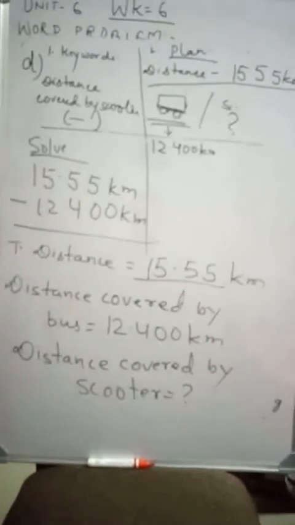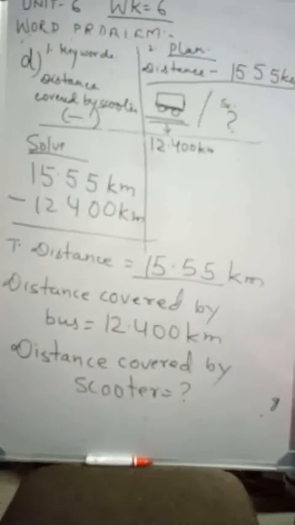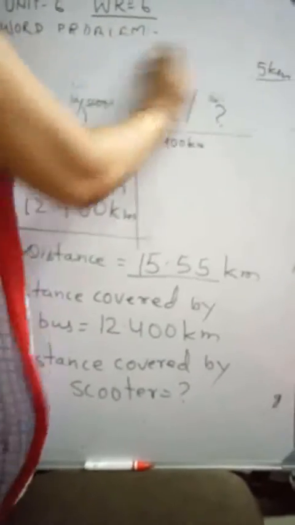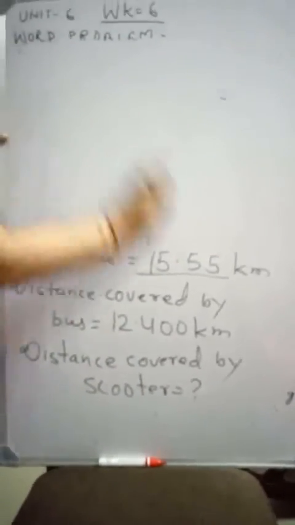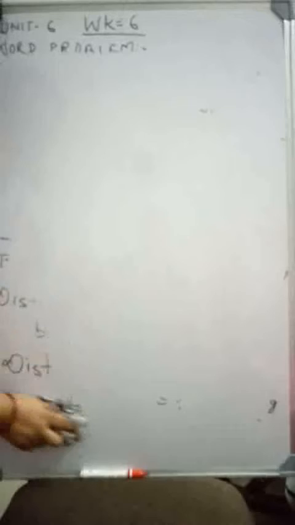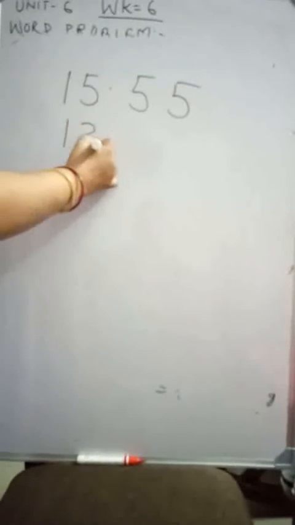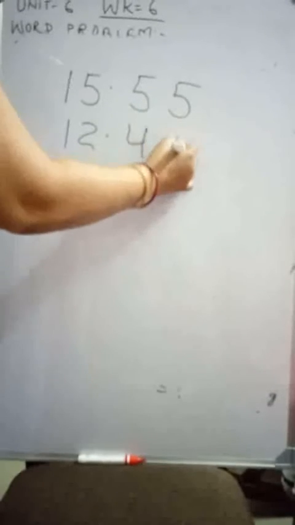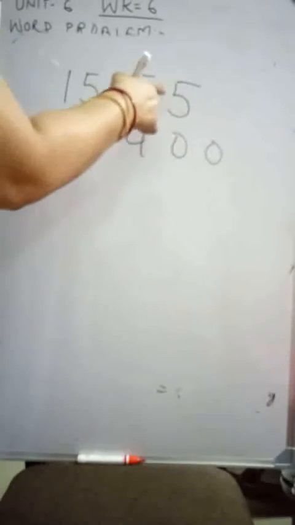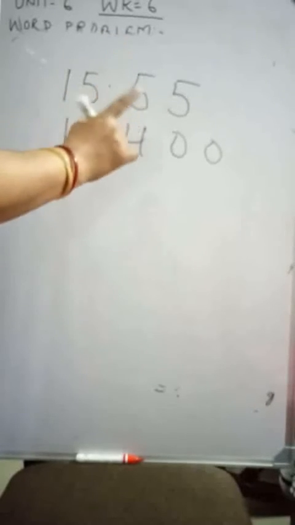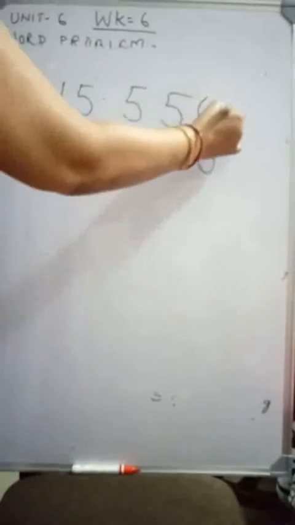So let us write down these two numbers into the column. Firstly, we have to convert these two numbers. These decimals are not like decimals, so we have to convert them into like decimals, and then we will arrange these numbers in a column. So here 15.55 is the total distance covered, and the distance travelled by the bus is 12.400. We have to make this one like decimals by putting 0 to the right side of the 5.